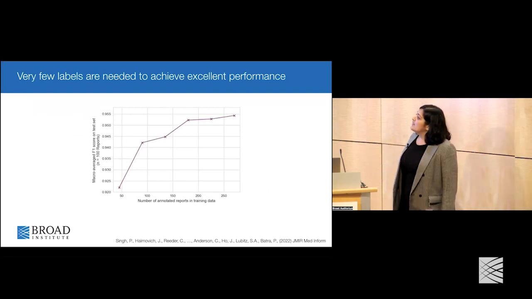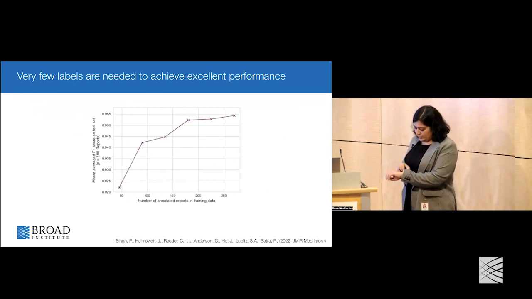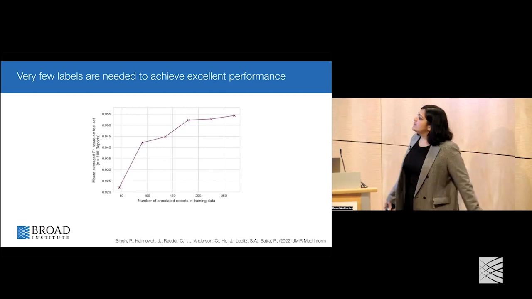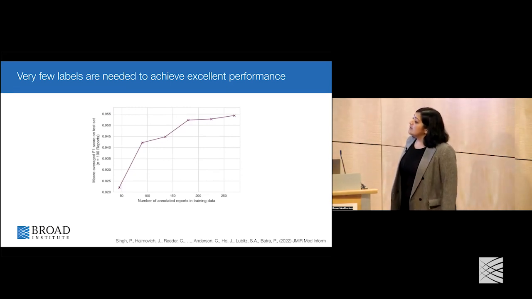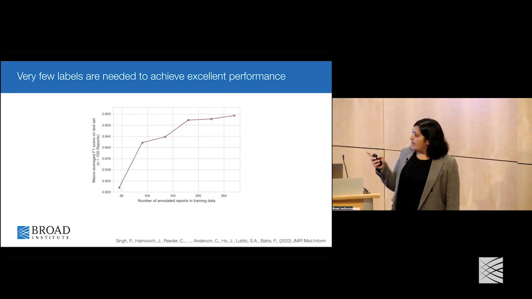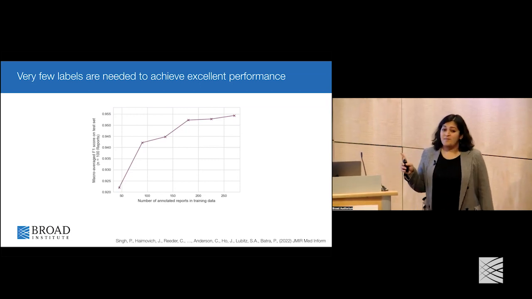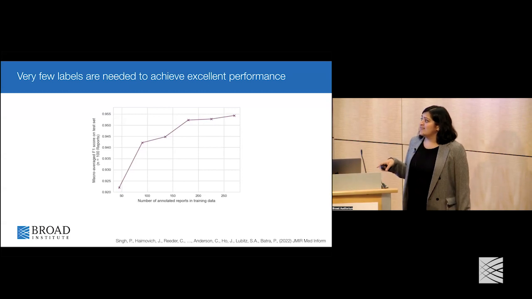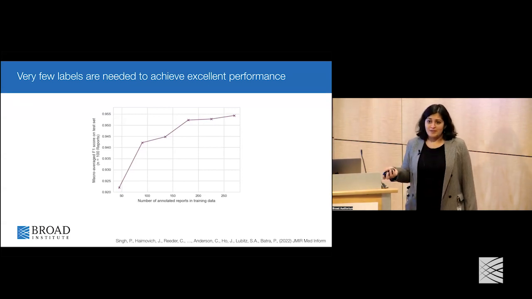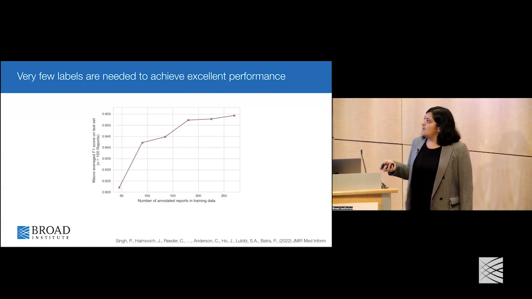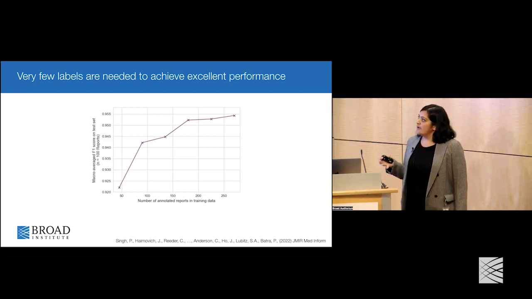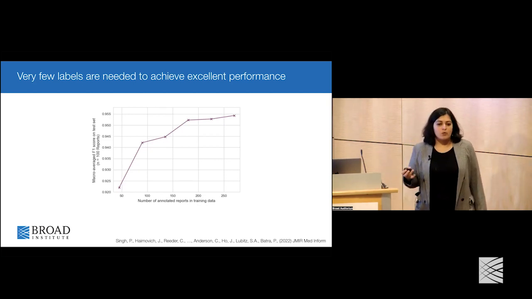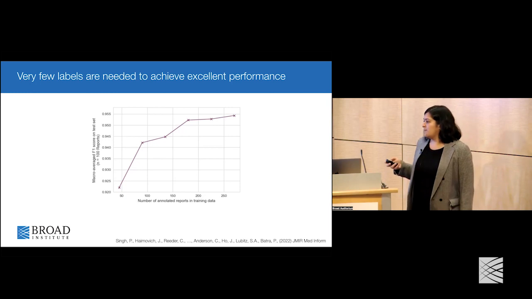And once again, we see that we need very few labels to achieve excellent performance. So even this, if you look at the y-axis on this graph, we're already starting at 0.92 macro F1. So even 50 labels gets you pretty far, that's pretty good. And then with 150, you get in the neighborhood of about 0.95, which is sort of excellent and what we see for our full training set as well.